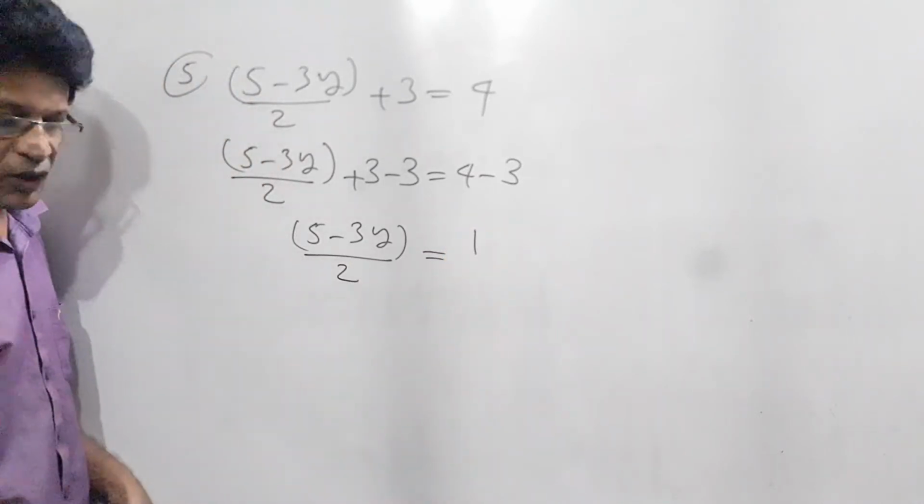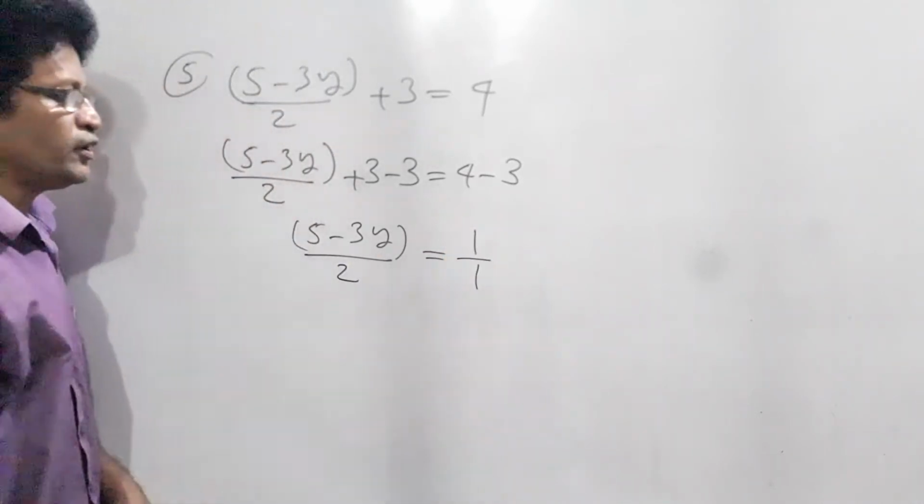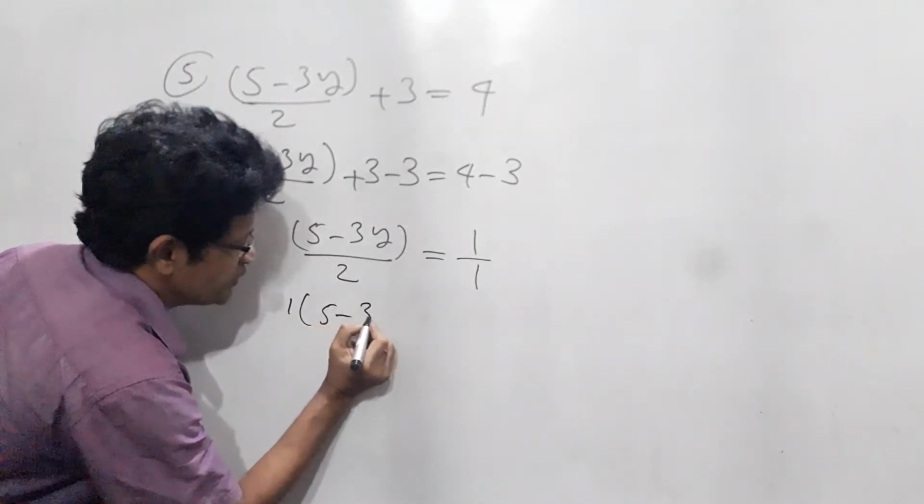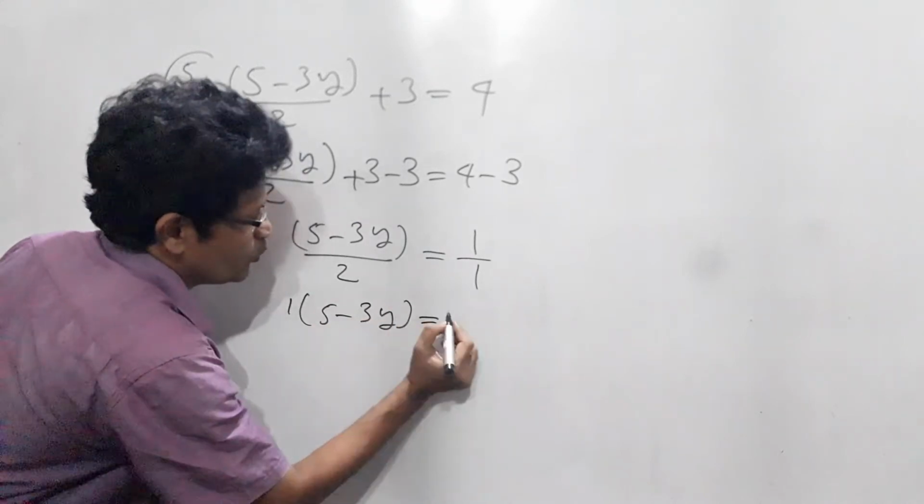So 1 means what? 1 means 1 over 1. Now we can do the cross multiplication. 1 into 5 minus 3y equal 2 into 1, 2.